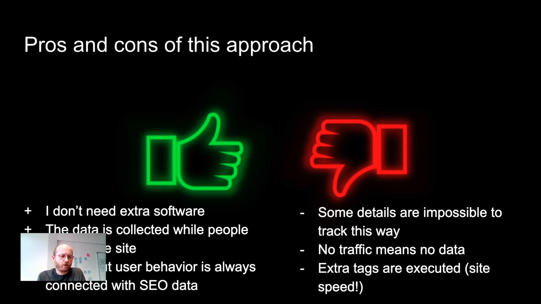Then, what are the pros and cons of this approach? First, I don't need any extra software for tracking SEO features. Second, the data is always collected while people browse the site. It's always up to date. And the data about user behavior is always connected with SEO data. Unfortunately, some details are impossible to track this way, and if you don't have any traffic, that means you don't have any data. And unfortunately, extra tags can add some time to the page speed, so your speed might be a bit slower.